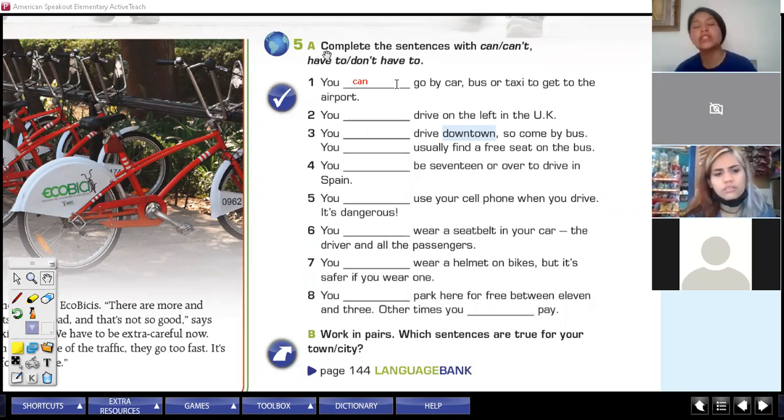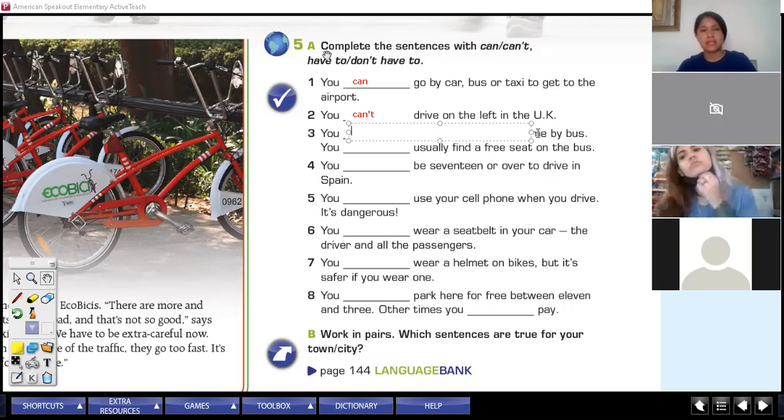You can't. You can't. Number three, you drive downtown, so come by bus. So come by bus. That is like my key sentence that will tell me if the first part of the sentence is affirmative or negative.